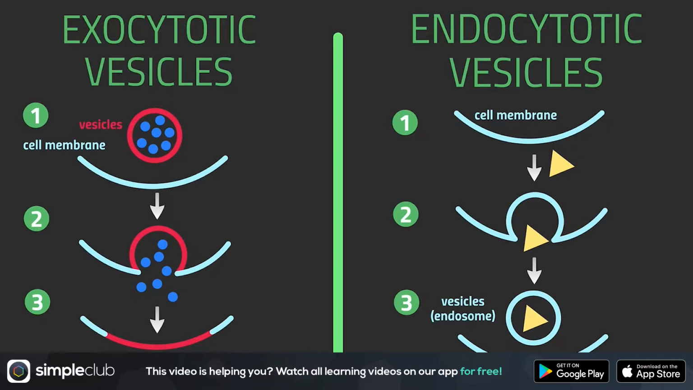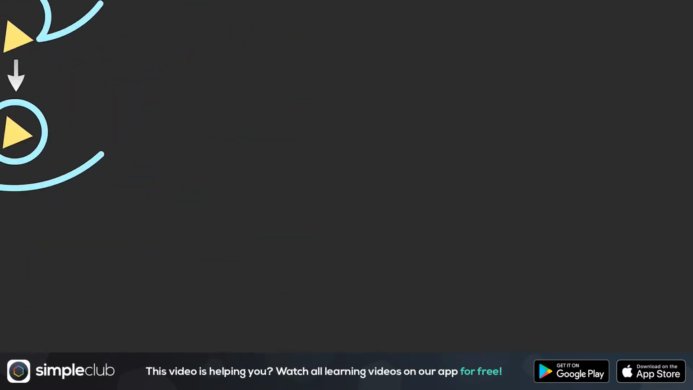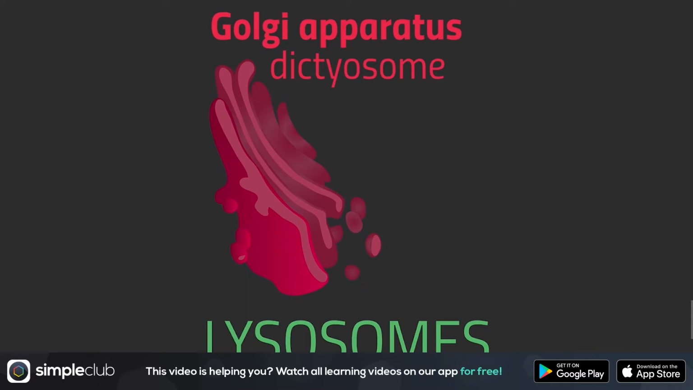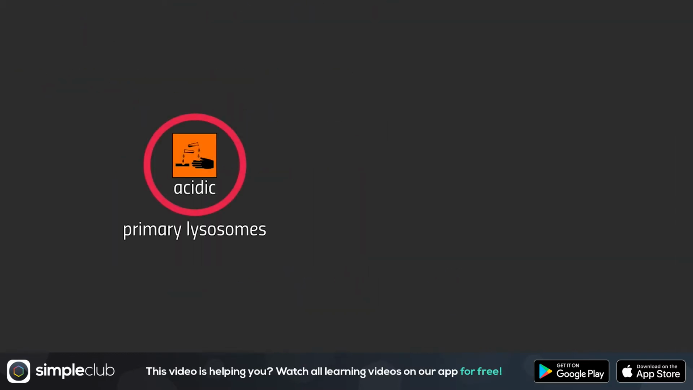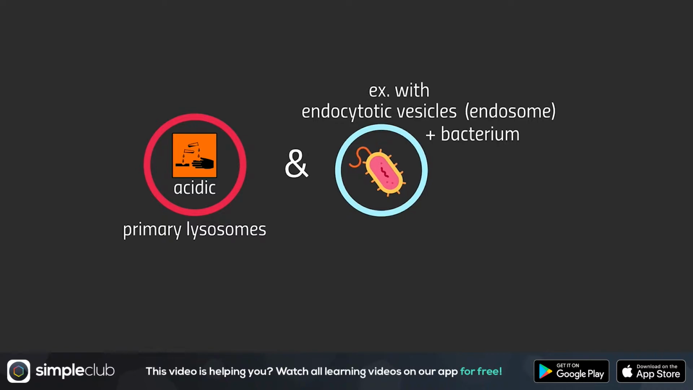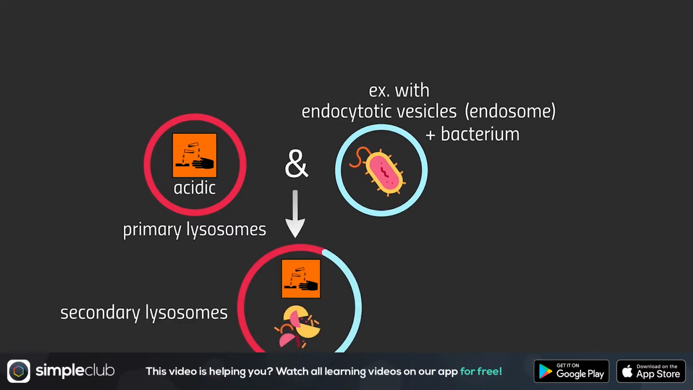Alright guys, now we're going to explain two types of vesicles in a bit more detail. Lysosomes are made in the Golgi apparatus. Those lysosomes made by the Golgi apparatus are primary lysosomes. They can merge with the other cell organelles to form secondary lysosomes.